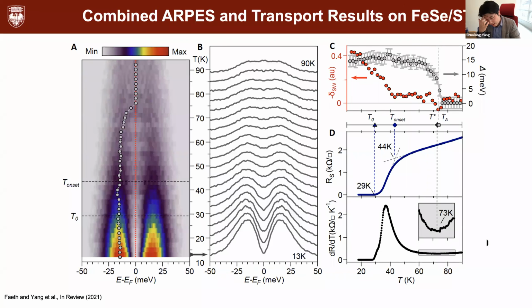So this is the combined angle-resolved photoemission spectroscopy and transport results on monolayer iron selenide. So let me just walk you through our studies. So the leftmost panel is a temperature-dependent false color map of the symmetrized ARPES spectrum. Panels A and B are basically the same data, just A is the color plot. So this is basically taking, in ARPES terminology, what we call an EDC, energy distribution curve. It's taking an energy spectrum at the Fermi momentum.